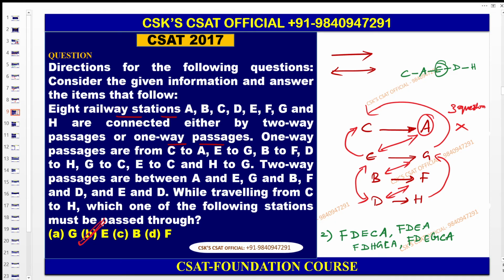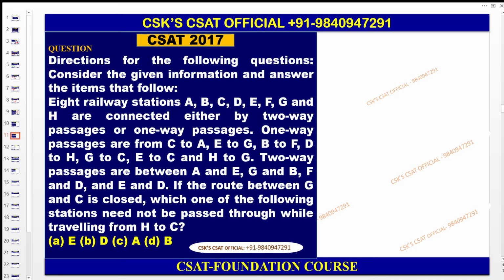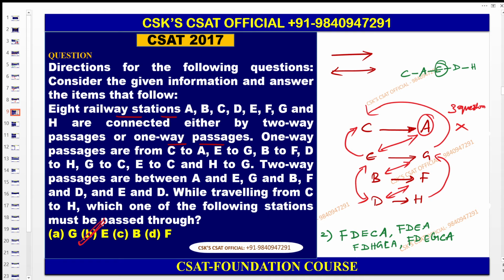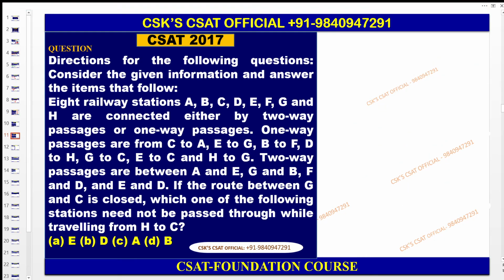Read this question carefully. While traveling H2C, how can you go? H2G we can go, G2B we can go, right? A need not be passed. So therefore we can mark this as A. So you people answer as A. Okay, good. Anybody having doubt with this kind of questions? It's a kind of puzzle also we can take, not only the permutation.